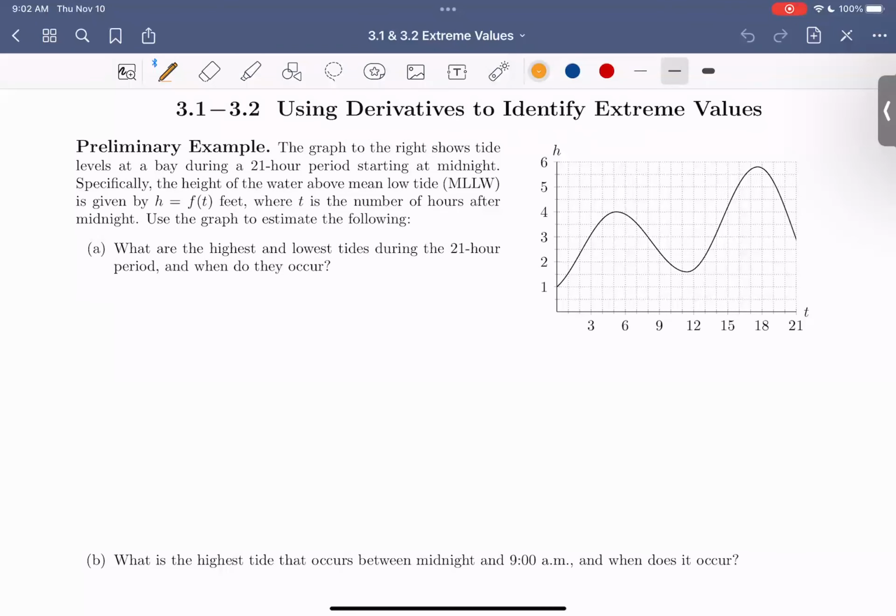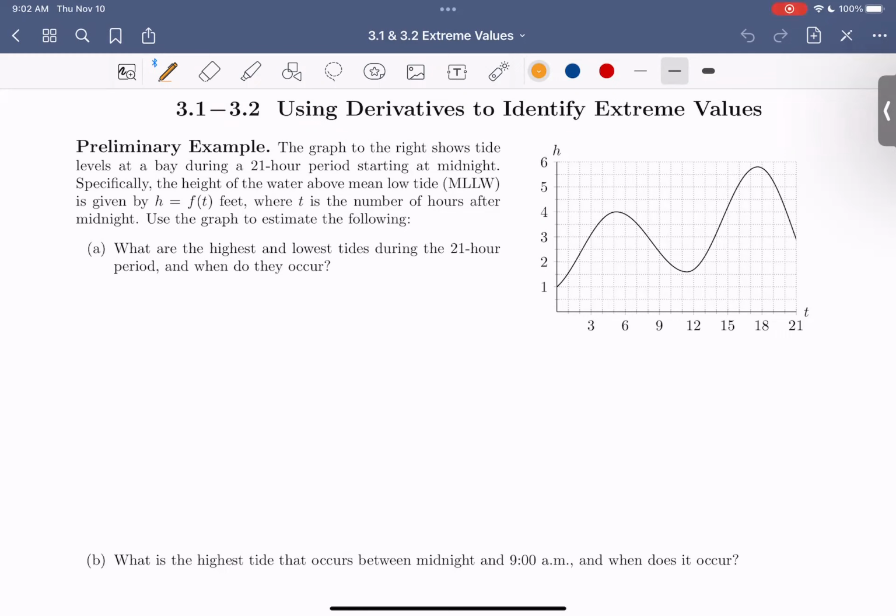Hello, everyone. In this video, I'm going to briefly introduce to you the preliminary example for sections 3.1 and 3.2 on using derivatives to identify extreme values. Now, in this preliminary example, there are no new mathematical concepts that you haven't seen or thought about before. So I'd like you to go through and work through each section here.